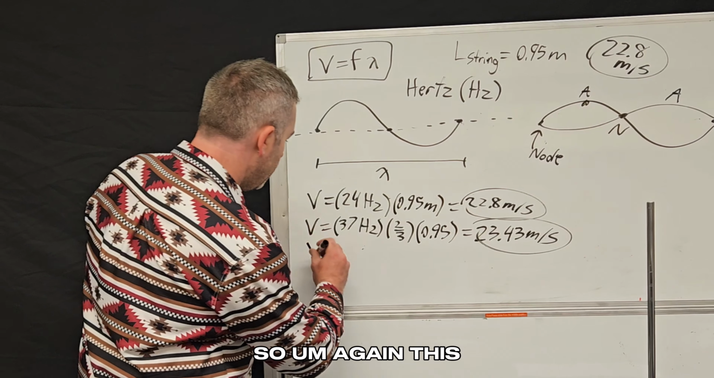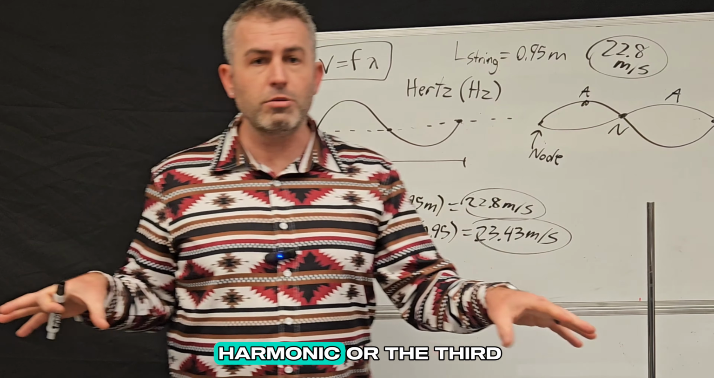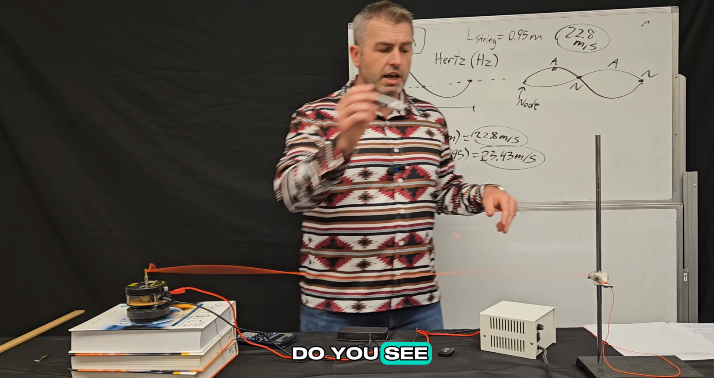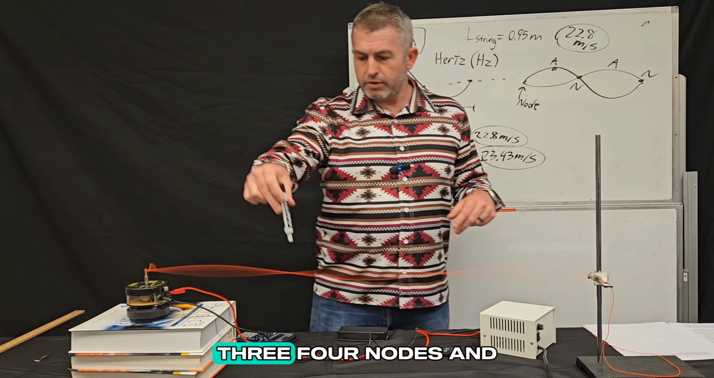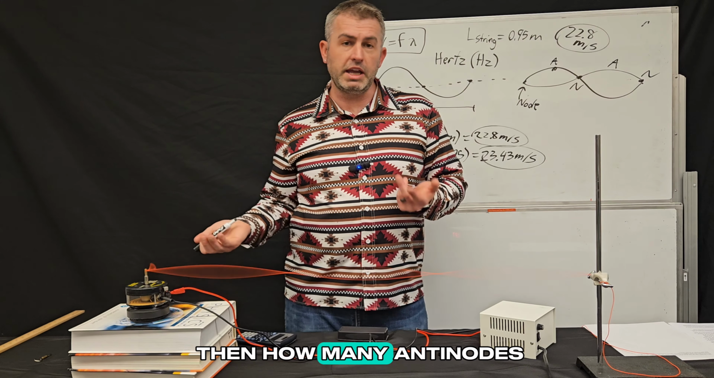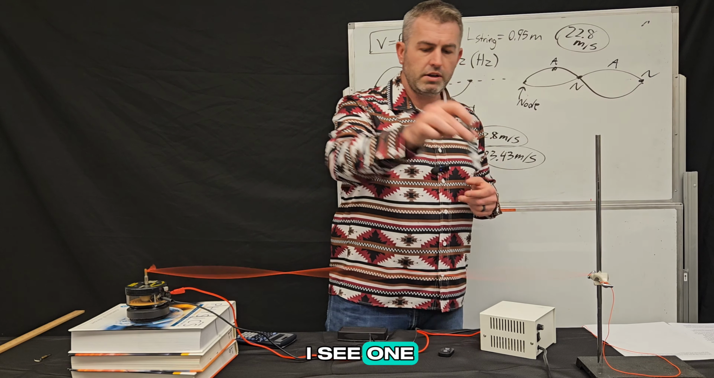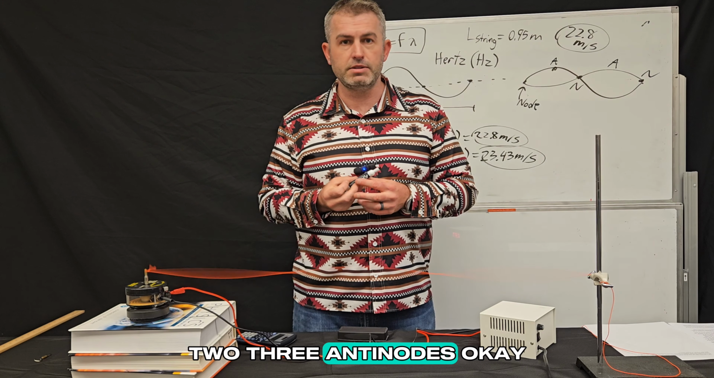So again, this is called the third harmonic or the third mode shape. And so if you count, how many nodes do you see? I see 1, 2, 3, 4 nodes. And then how many antinodes? Well, that's how many local maximums you see. I see 1, 2, 3 antinodes, okay?